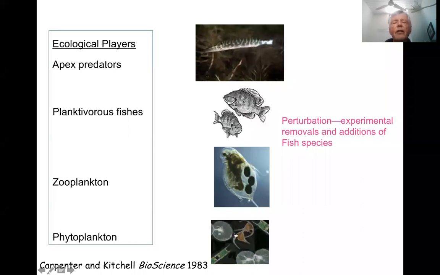It consists of phytoplankton, the primary producers, zooplankton, these are Daphnia. We talked about Daphnia before. Daphnia feed on the phytoplankton. Planktivorous fish that feed on the Daphnia, and apex predatory fish that feed on the planktivorous fish. And the experiment, the perturbation that provided some insight into the dynamics of the system, was simply either the experimental removal or the experimental addition of these apex predatory fish.